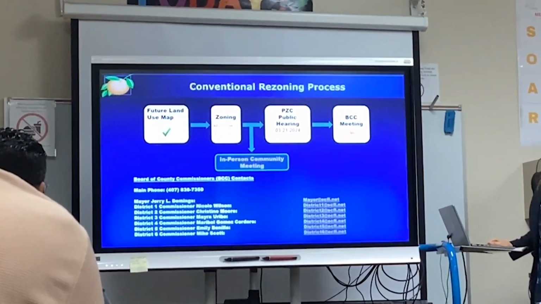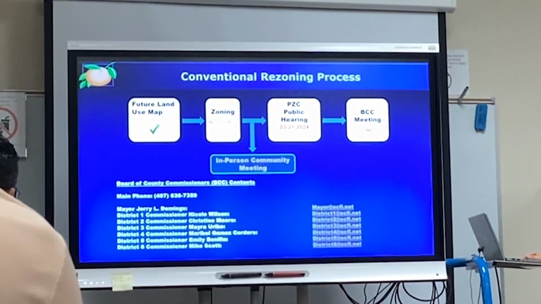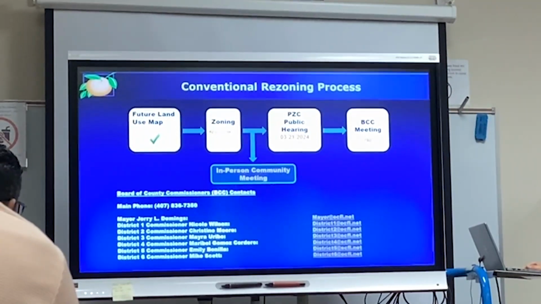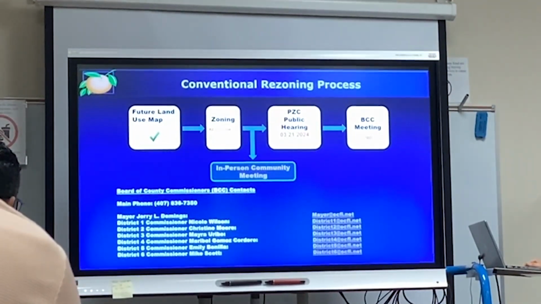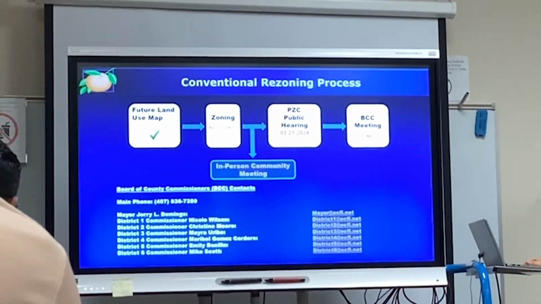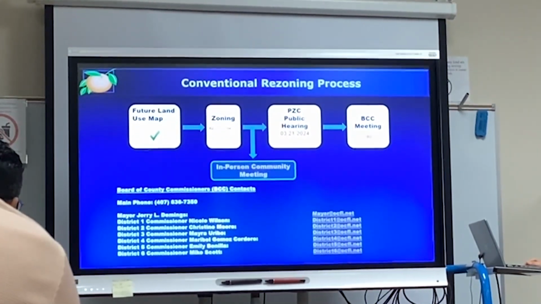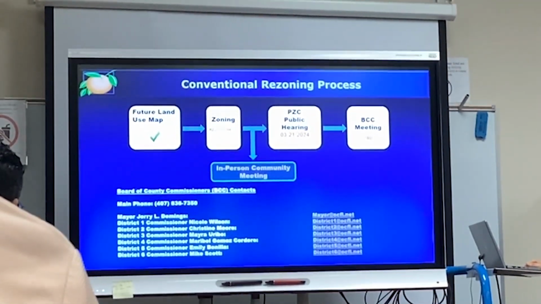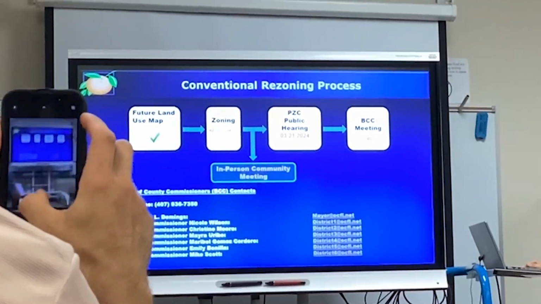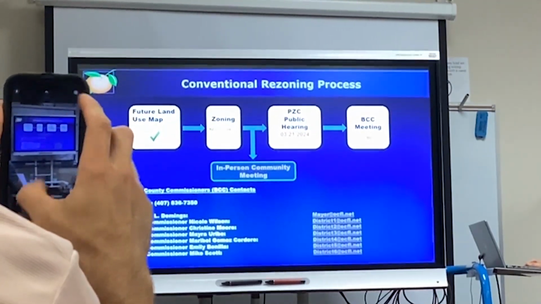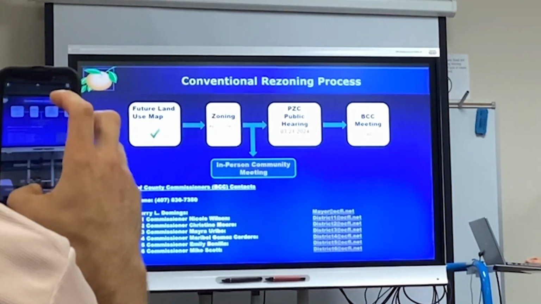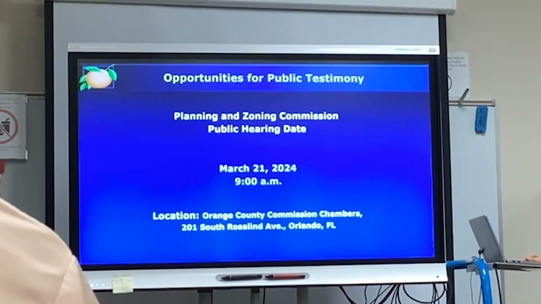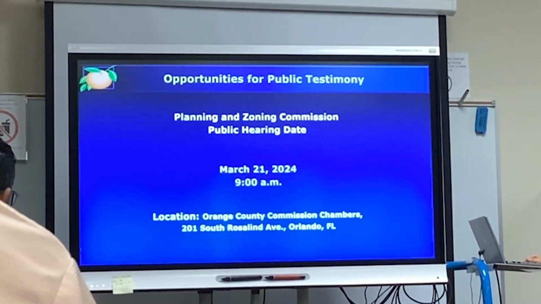So this process is very important to acknowledge. Today we have an in-person community meeting, and this application will proceed to the Planning and Zoning Commission, where commissioners will provide a recommendation. This hearing will take place on March 21st, and after that it will follow to the Board of County Commissioners for final decision. We'll let you know the date. You'll receive a second notice when this meeting will take place. And again, the Planning and Zoning Commission will be on March 21st at 9 o'clock.